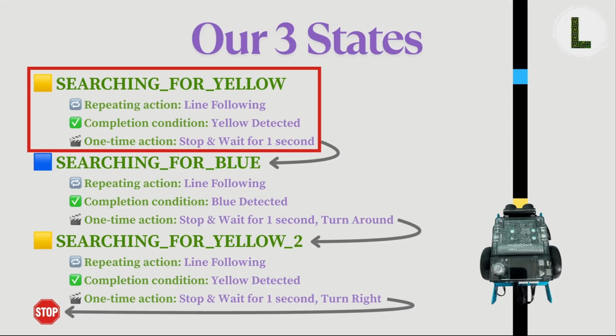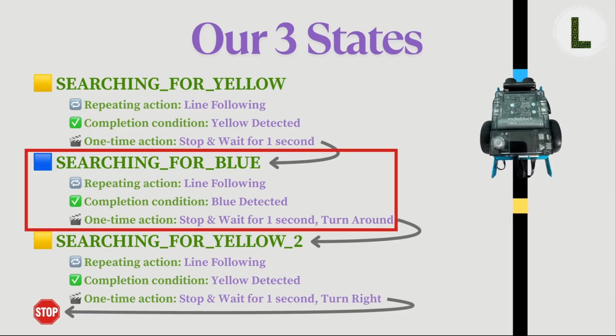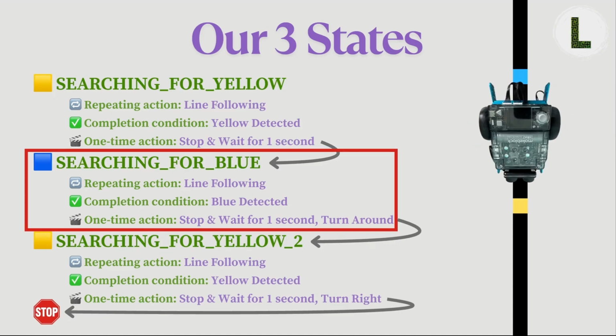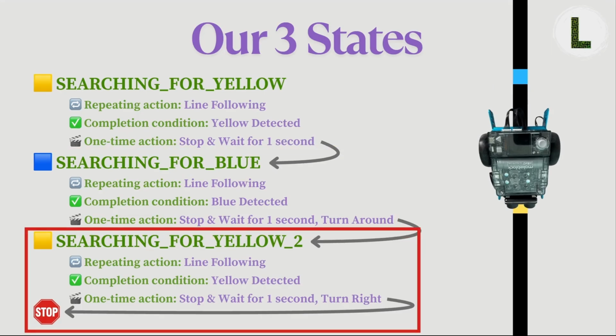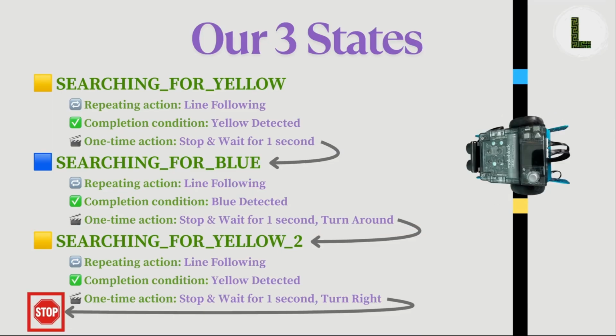In the searching for blue state, the robot continues line following until blue is detected. At this point, the robot stops and waits for 1 second and then turns around 180 degrees. After this, we transition to the next state, searching for yellow too. In this state, once again, the repeating action is line following, and the robot does this until it detects yellow for a second time. When it does hit this completion condition, the robot stops and waits for 1 second and then turns right 90 degrees. After that, we break out of the loop, stop the robot, and end the program.